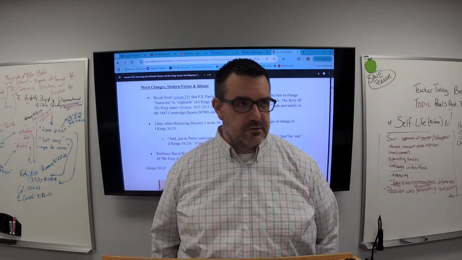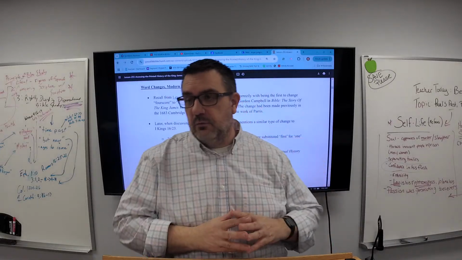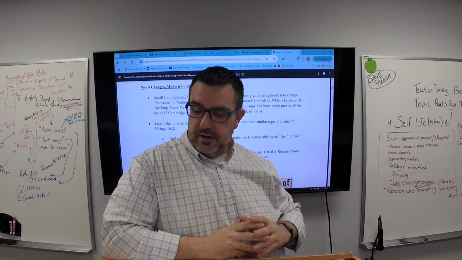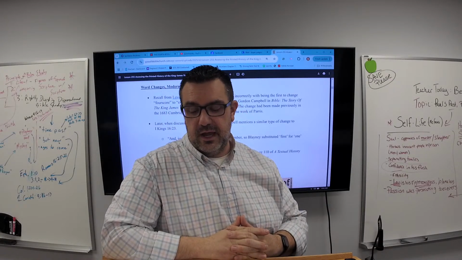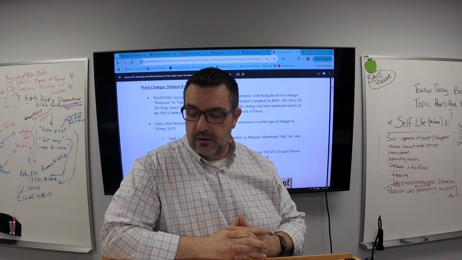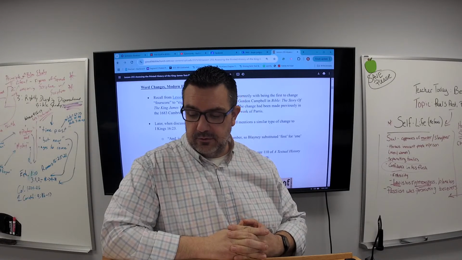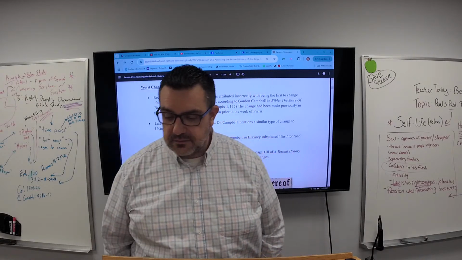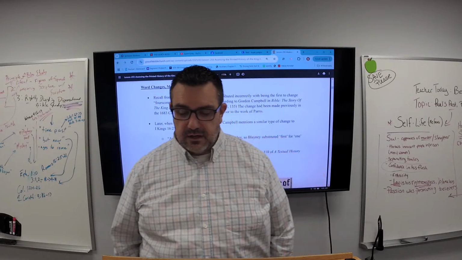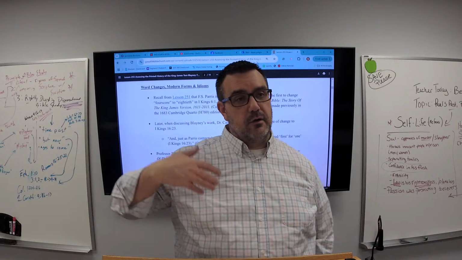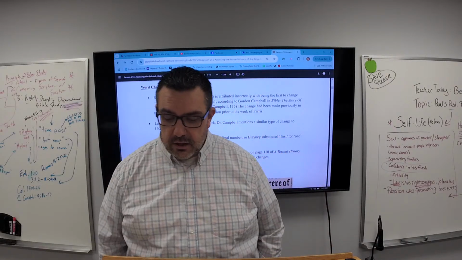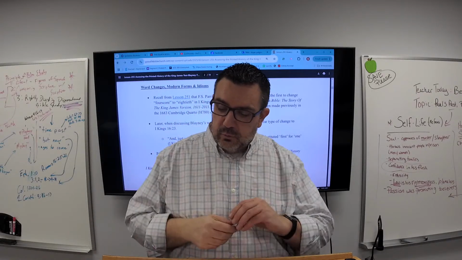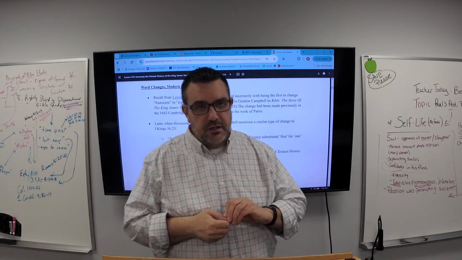So recall from lesson 251 that F.S. Paris is attributed incorrectly with being the first to change fourscore to 80th in 1 Kings 6:1, according to Gordon Campbell in Bible, the Story of the King James Version, 1611 to 2011. The change had been made previously in the 1683 Cambridge Quarto, which we now know is edited by Anthony Scattergood, an edition prior to the work of Paris. Later, when discussing Blayney's work, Dr. Campbell mentions a similar type of change.